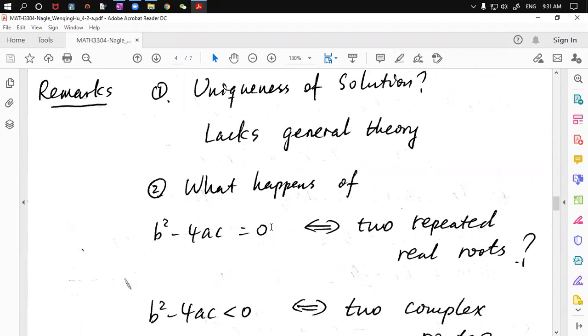So there are several remarks that we have already been mentioning. The first remark says that you have to guarantee the uniqueness of the solution. This is a really nice remark: you must make sure that your solution is unique. So that's important.